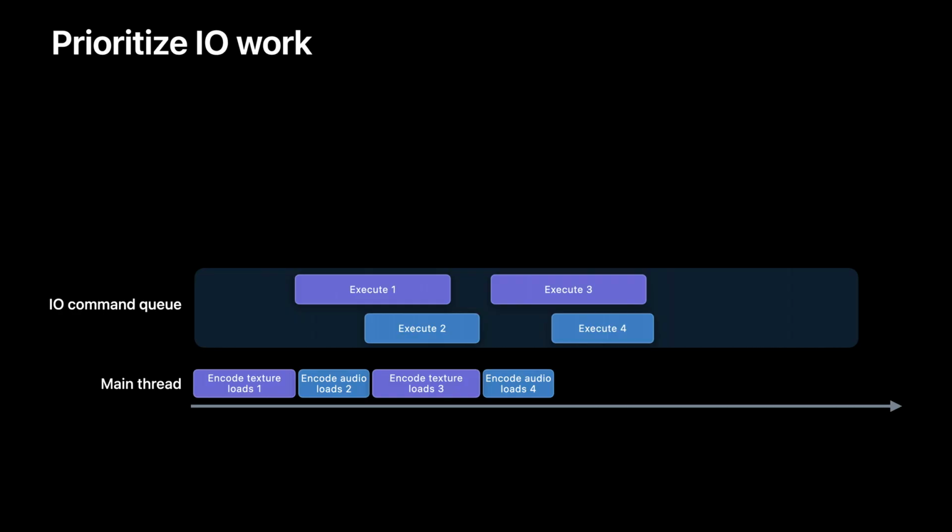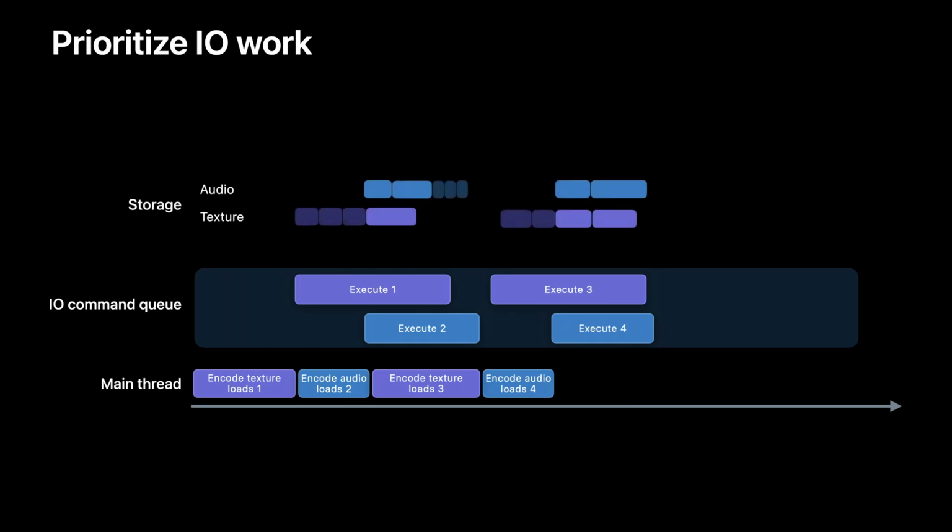To load audio, you can use the load bytes command discussed earlier to load to application allocated memory. In this example, texture and audio I/O command buffers are concurrently executing on a single I/O command queue. This simplified diagram shows the requests at the storage layer. The storage system is able to execute both audio and texture load requests in parallel. To avoid delayed audio, it is critical that the streaming system be able to prioritize audio requests over texture requests.